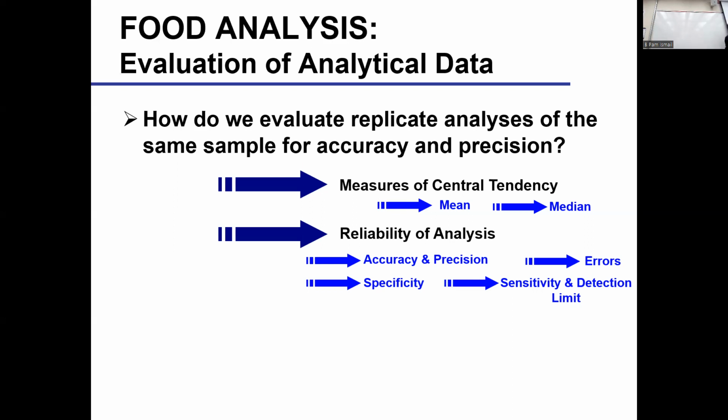Specificity: how specific is your method? We talked about it a little bit two lectures ago. So are we measuring total carbohydrates in general? Are we measuring glucose? How specific is your method, basically, to what you are trying to measure?